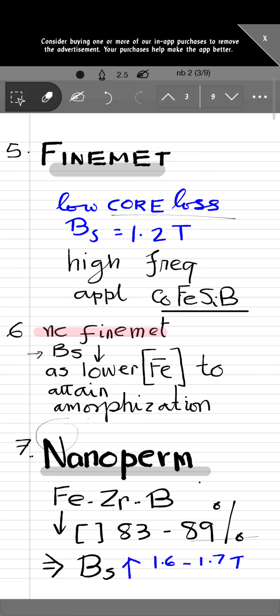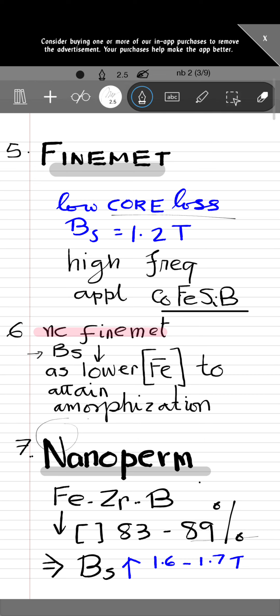Now the word Nanoperm is made up of two words, nano and perm. It basically represents those materials which, when synthesized in nanocrystalline form, remain in that form. To do that, what was most important was to increase the percentage of iron in it. Increasing the percentage of iron to 80 to 90%, the saturation induction value showed a large increase.